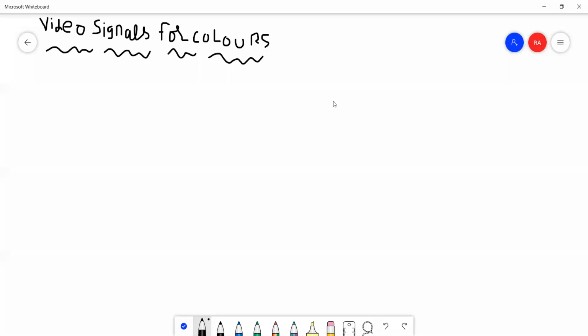So video signal for colors. A color camera is used to develop 3 voltages, as we know. Those voltages are already mentioned here: voltage across red, voltage across green, voltage across blue. So red, green, blue are called the color contents of this particular picture.